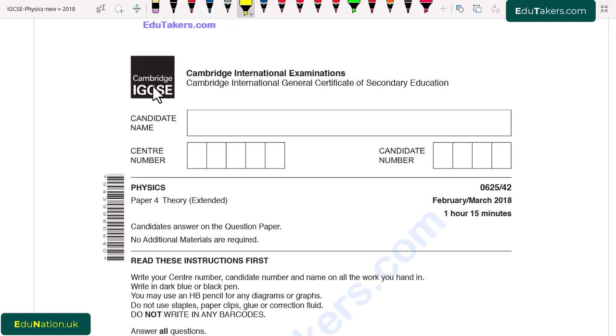Today we are going to solve Cambridge IGCSE Physics Paper 4 Theory Extended held on February-March 2018. Paper code is 0625 with variant 42. So let's start from question number 1.